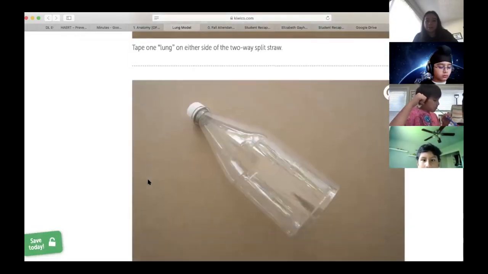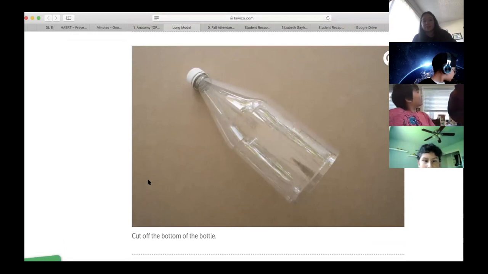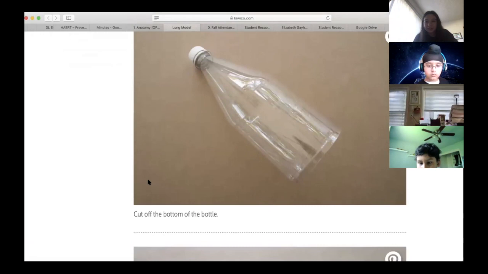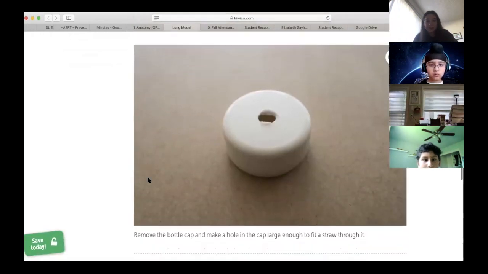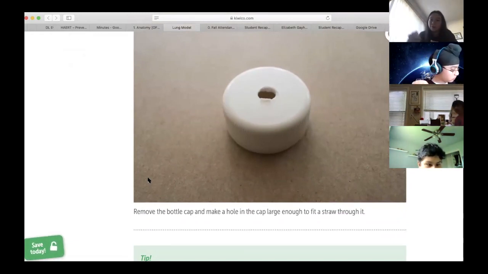Perfect. From here, cut off the bottom of the bottle, leaving a pretty good chunk of the bottle, so that there's a gap, a hole. Wow, it looks exactly like the picture. That's funny. Then remove the bottle cap, and in the bottle cap, try to make a hole large enough to fit a straw through it. I just did this with scissors. It was kind of hard to do, but.